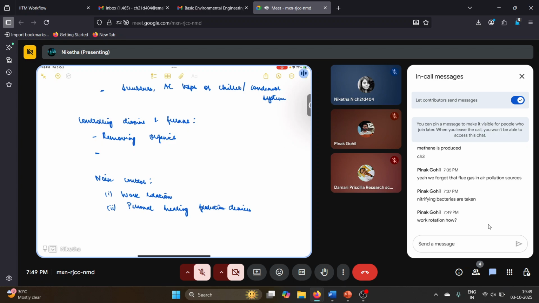I just said work rotation means asking the workers to work in shifts. Like some person can, someone can work in the morning and another person can work in the afternoon. So this will minimize the exposure to noise.